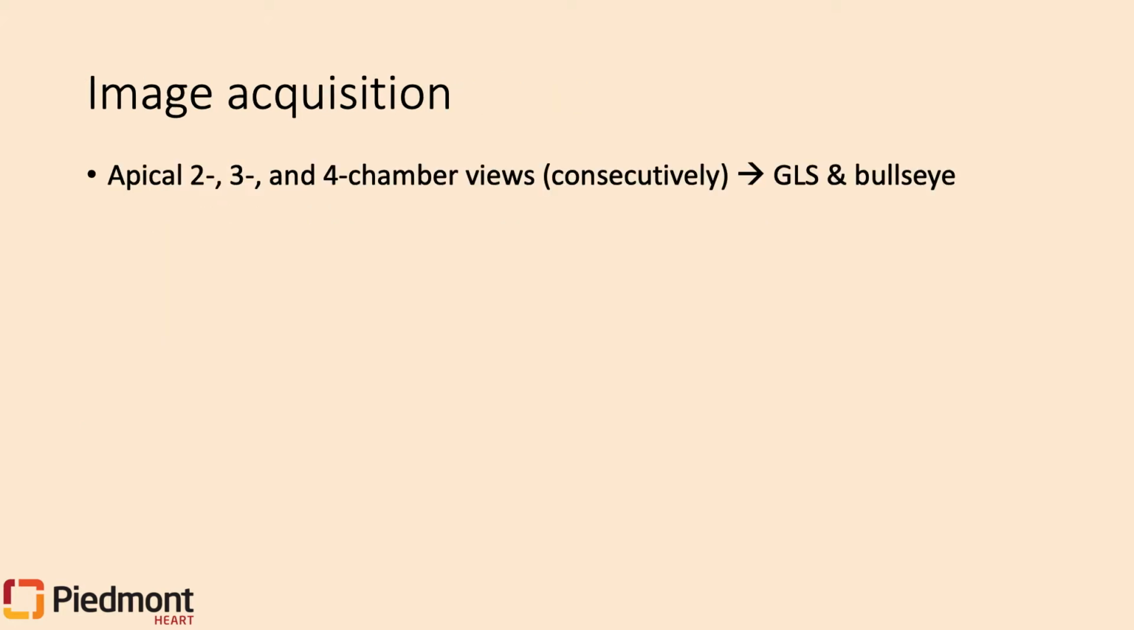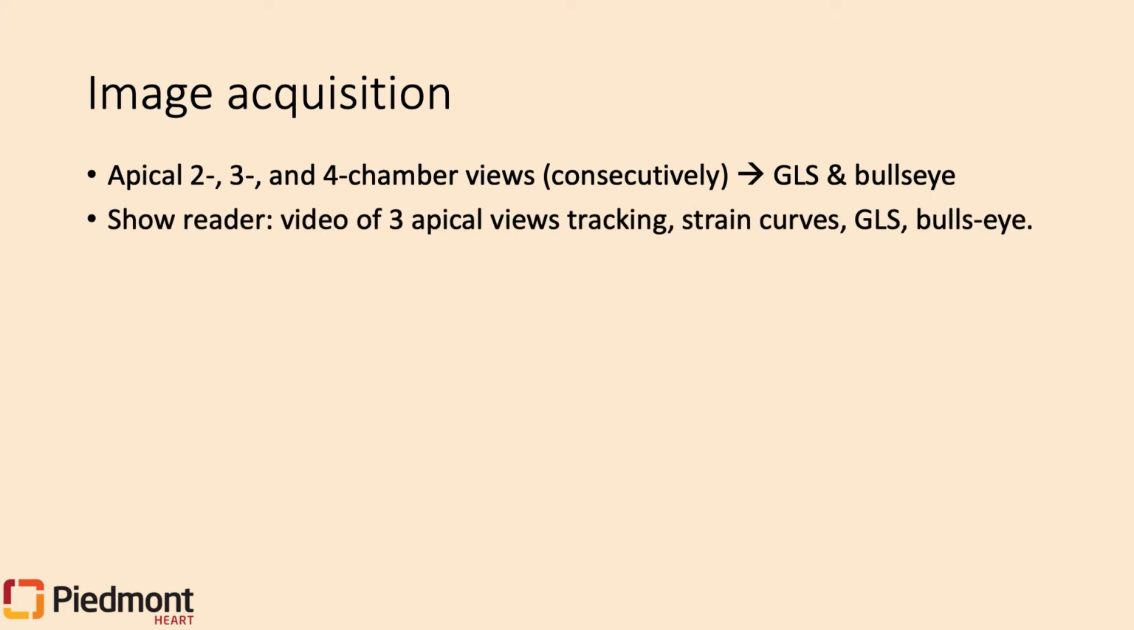Just some points on image acquisition. You will be getting your apical 2, 3, and 4 chamber views, and it is recommended that you do this consecutively to reduce any fluctuations in heart rate. And once you acquire your apical 2, 3, and 4 chamber LV views, then you will be able to average them to a global longitudinal strain value and get a bullseye plot.